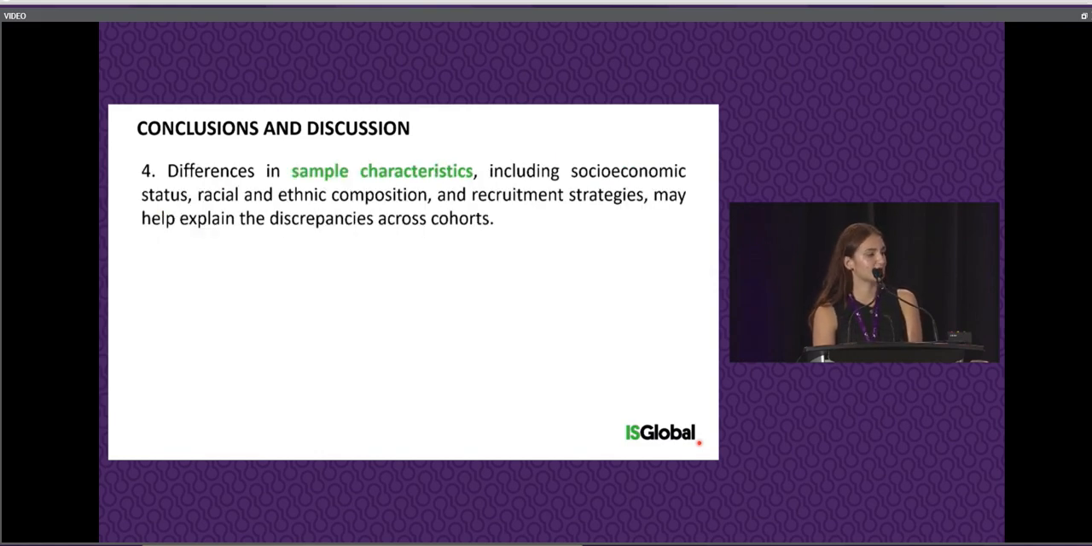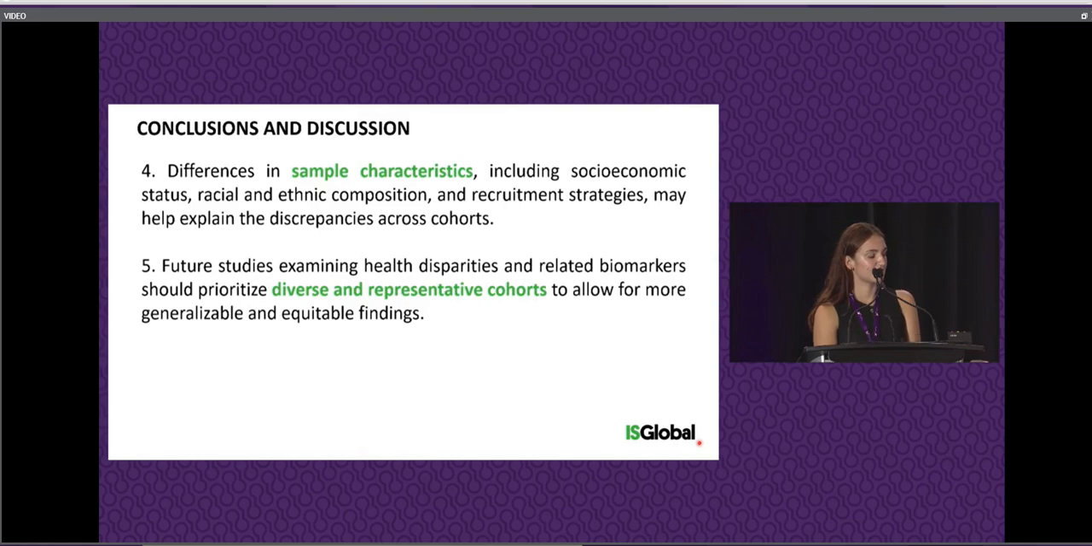Overall, differences in sample characteristics, including socioeconomic status, racial and ethnic composition, and recruitment strategies, may help explain the discrepancies across cohorts. Future studies examining health disparities and related biomarkers should prioritize diverse and representative cohorts to allow for more generalizable and equitable findings.